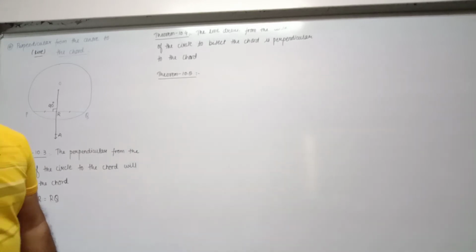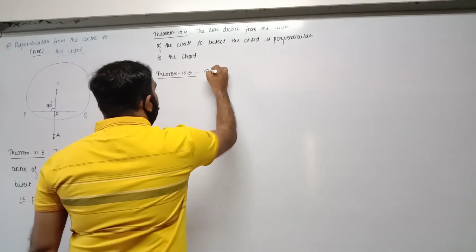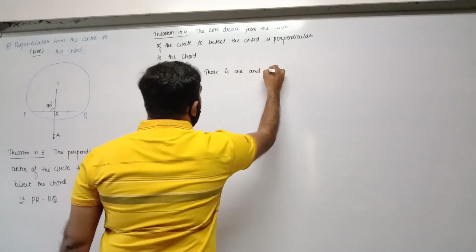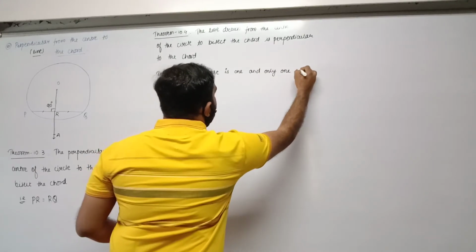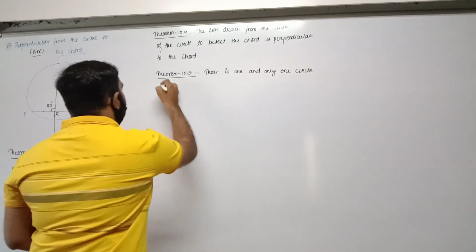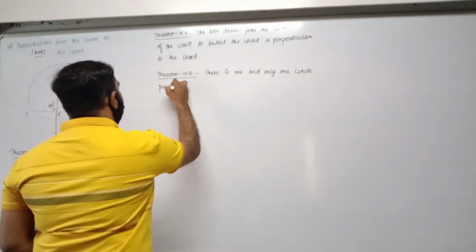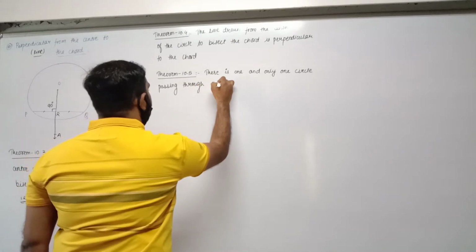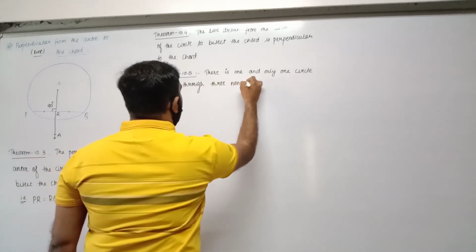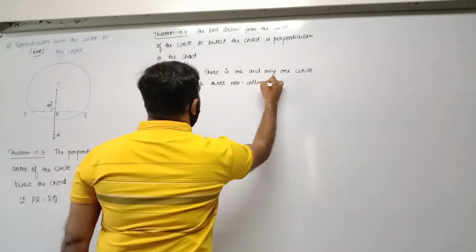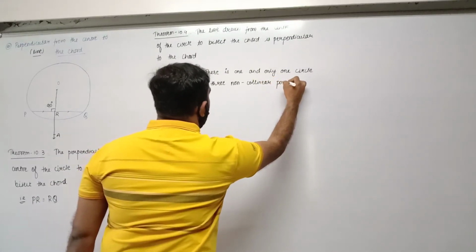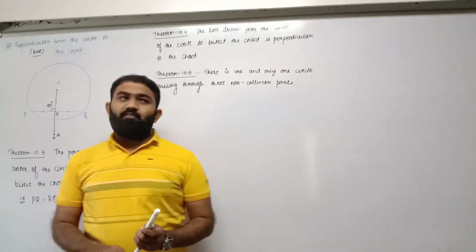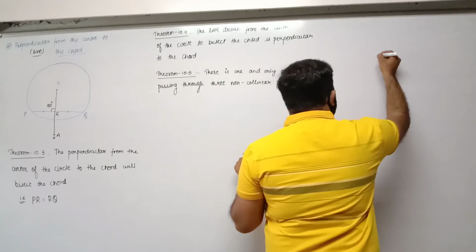It says that there is one and only one circle passing through 3 non-collinear points. Okay, let us see how. Suppose I am having 3 non-collinear points.